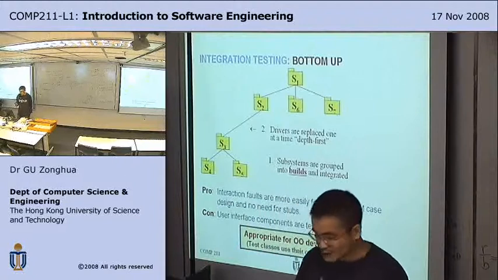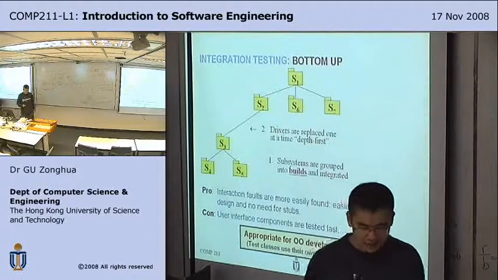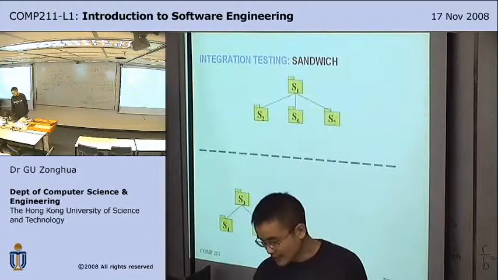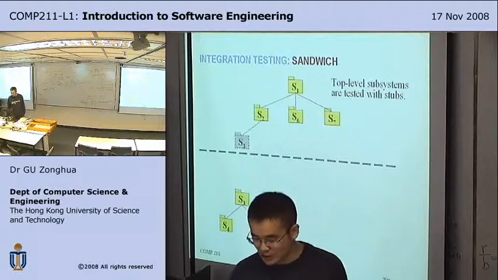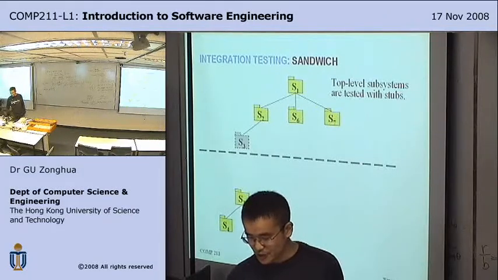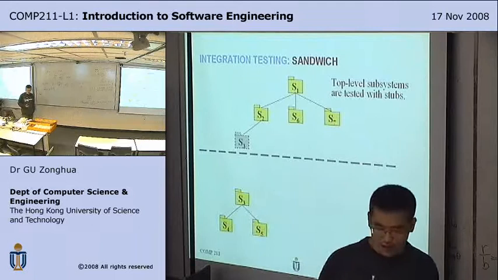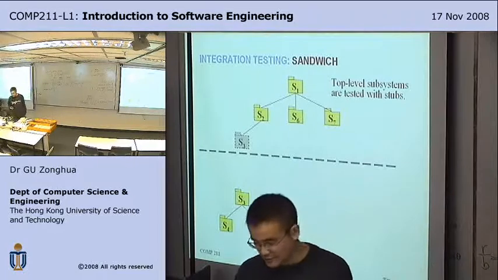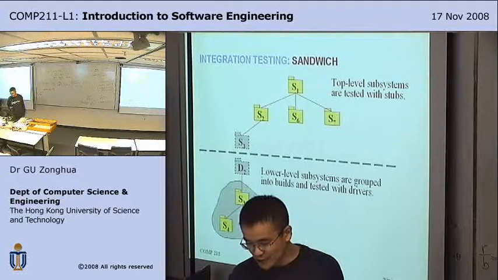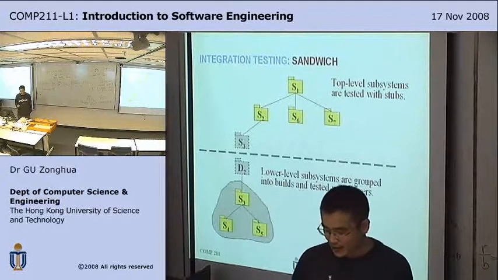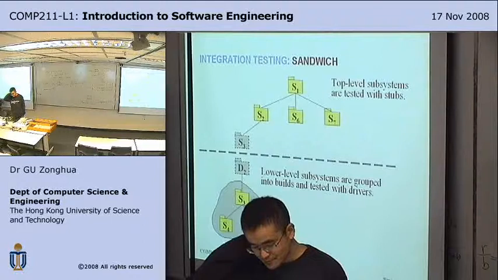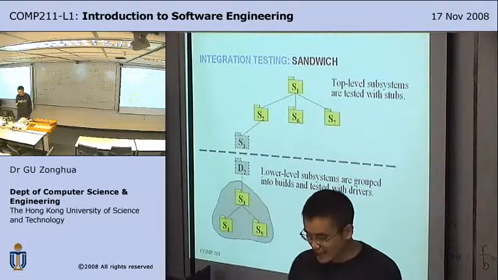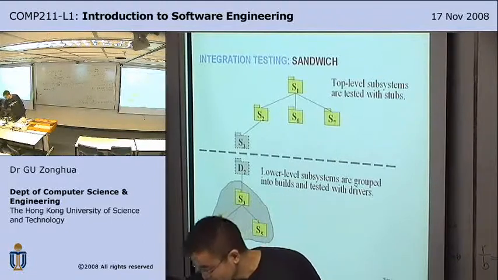So both top down and bottom up have their pros and cons, and the sandwich approach is when you combine these two, where you test the subsystems with stubs as we did with top down, and you test the lower level subsystems with drivers as we did for bottom up. But you do both simultaneously, and you meet in the middle.